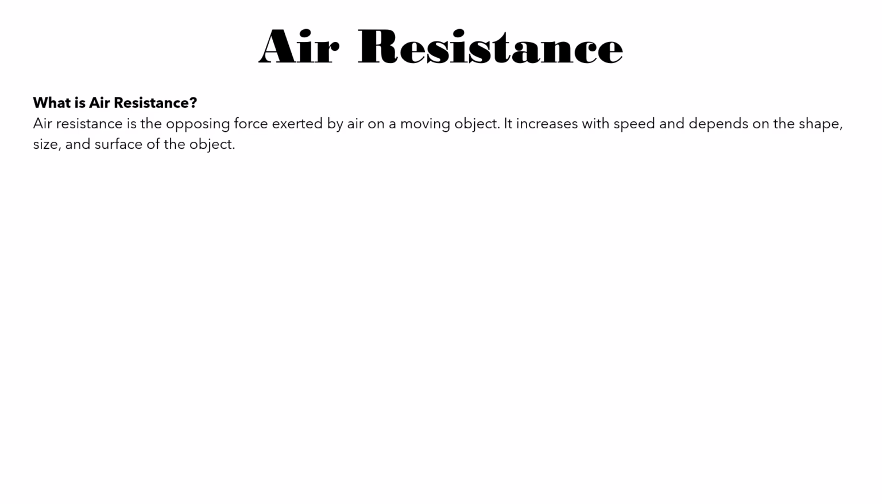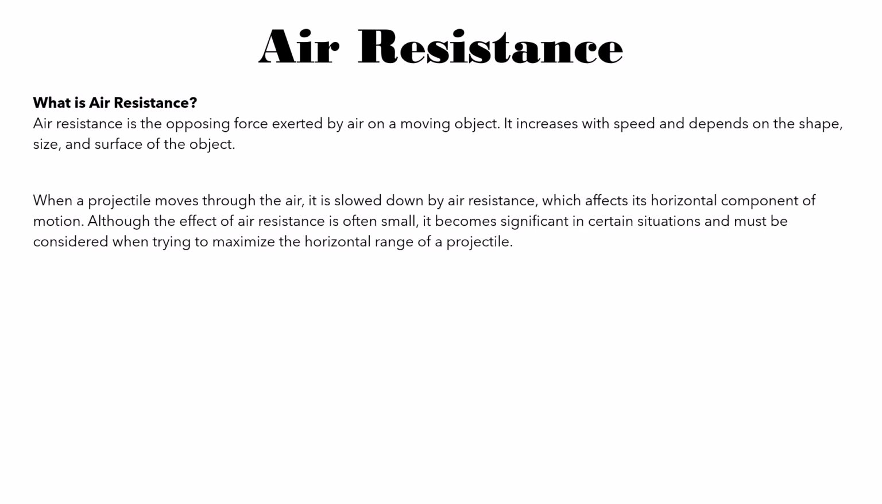So let's talk a little bit about air resistance. Air resistance is the opposing force exerted by air on a moving object. It increases with speed and depends on the shape, size, and surface of the object. So when a projectile moves through the air, it is slowed down by air resistance, which affects its horizontal component of motion.